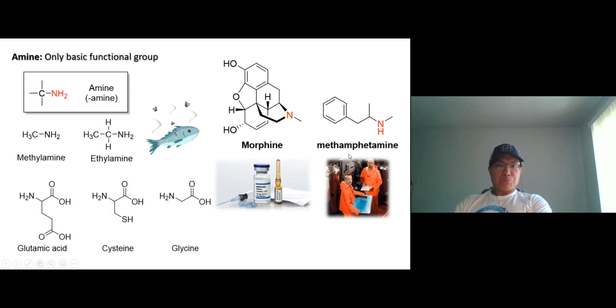Now look at these three compounds right here. If you want to see the amino group, the amine group, we also have carboxylic acid, C double bond OH, right here. All of them have the same thing. This is glutamic acid. We have cysteine, NH2, and COOH. So this is also carboxylic acid. Glycine, same thing there. We call this an amino acid because the molecule has both an amino group and a carboxylic acid in the same molecule.